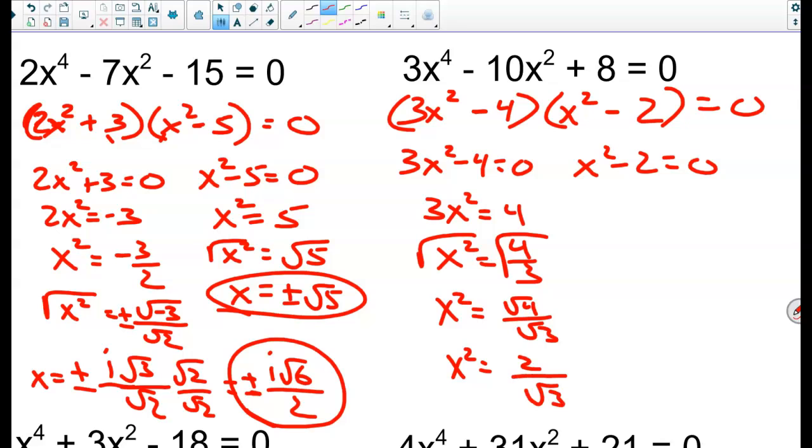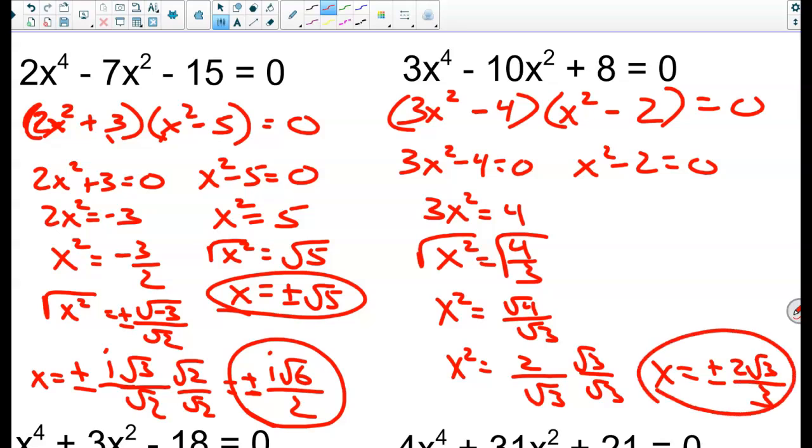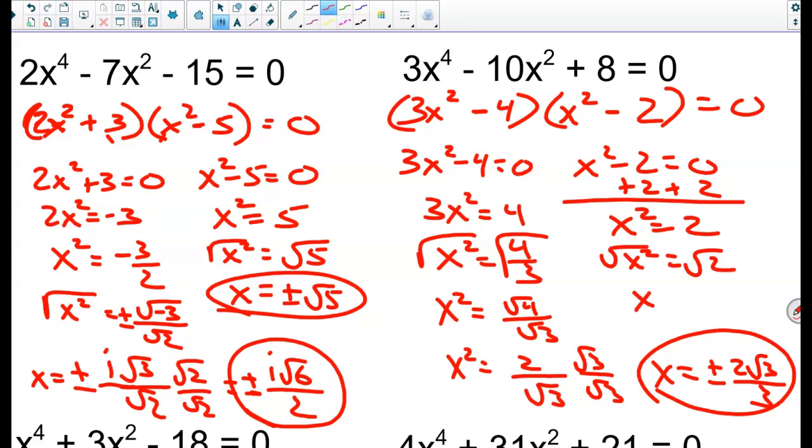If you can take the square root of something, take it right away. Root 3 over root 3 to rationalize the denominator. And my x equals plus or minus 2 root 3 over 3. Here we add 2 to both sides. x squared equals 2. We take the square root of both sides, and x equals plus or minus root 2. Once again, those are your 4 answers.